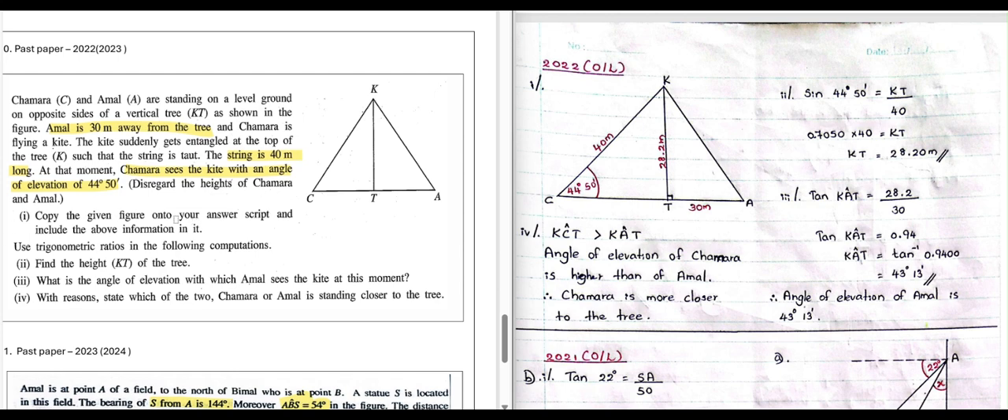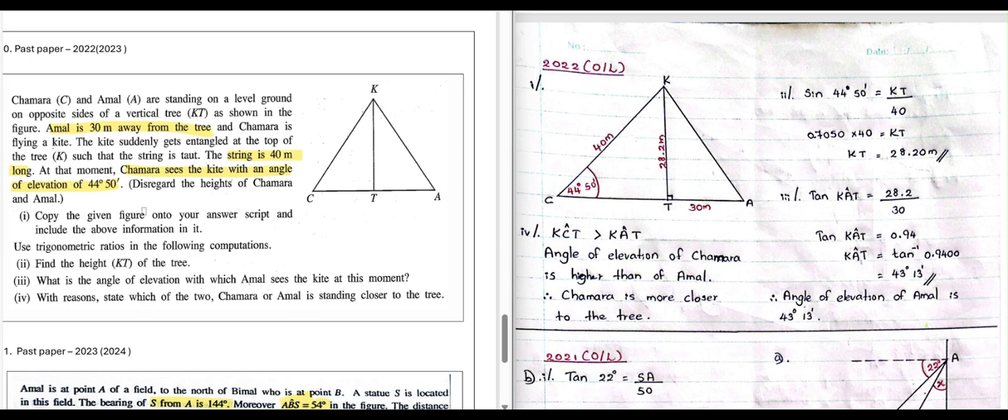So the first question. Copy the given figure onto your answer script and include the above information in it. Now this is the given figure. So after you copy it in your answer script under the corresponding question number, you have to include this data. Amal is 30 meters away from the tree. That means TA, this distance, you have to mark as 30 meters. Then the string is 40 meters long. Now what is the string? Chamar is the one who's flying the kite. And now the kite is entangled on the top of the tree K. So the line that joins these 2 points, we have to mark as 40 meters.